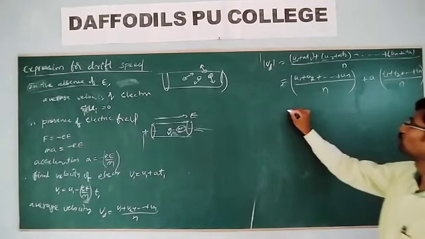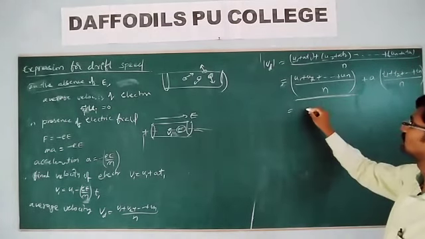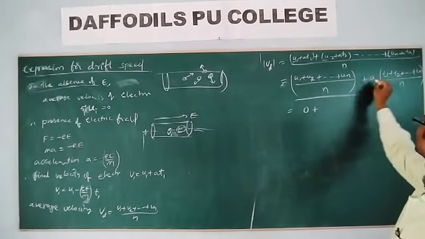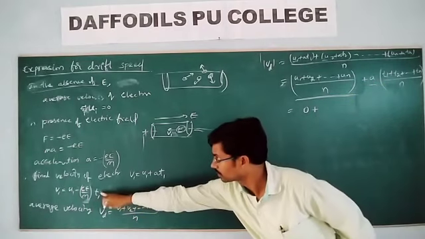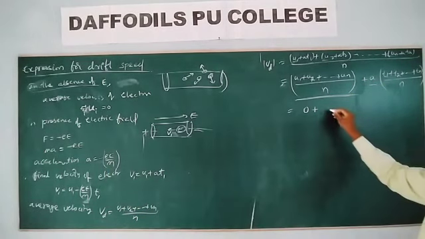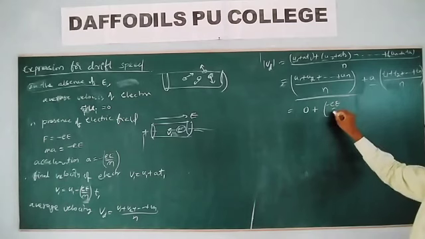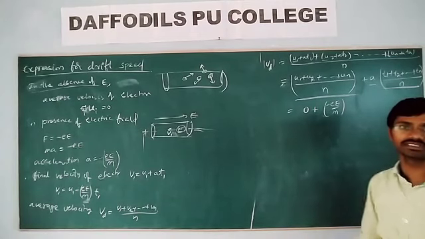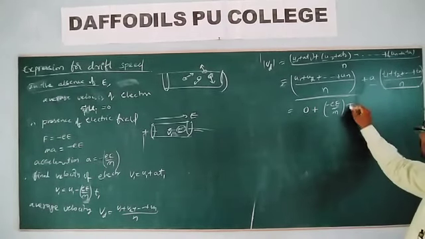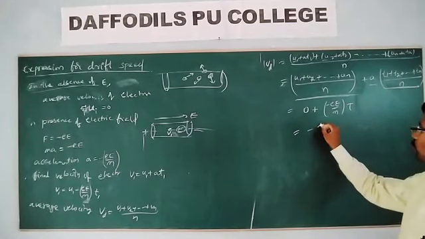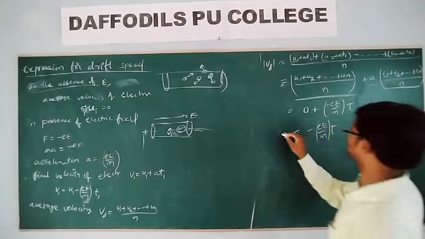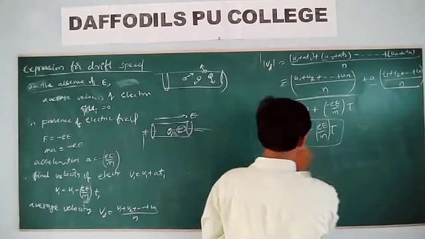Is it okay? Then what you can write? The average initial velocity of the electrons is 0 before applying the electric field. Here the acceleration is nothing but minus E by M. Let me write here E by M into T, this is nothing but the average time elapsed by the electron in presence of the electric field, which is called relaxation time. Therefore, minus E by M into T is the drift speed of the electron.